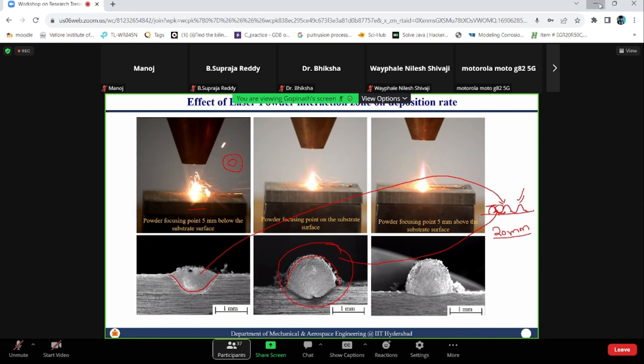Whatever powder particles are coming and depositing on the molten pool at the verge of its solidification, I will repeat my statement, will actually partially fuse. So if you see at 640 milliseconds, this is how the molten pool looks, extremely smooth, because it's in liquid state. But the moment it is trying to solidify, the particles which come in at the last moment get partially fused onto this molten pool.